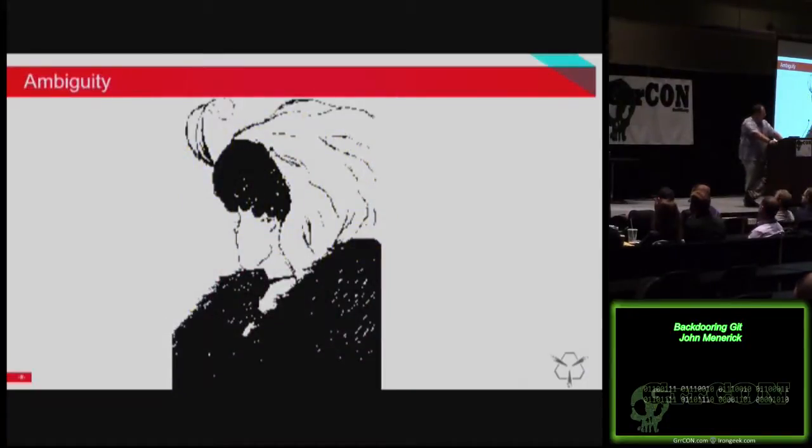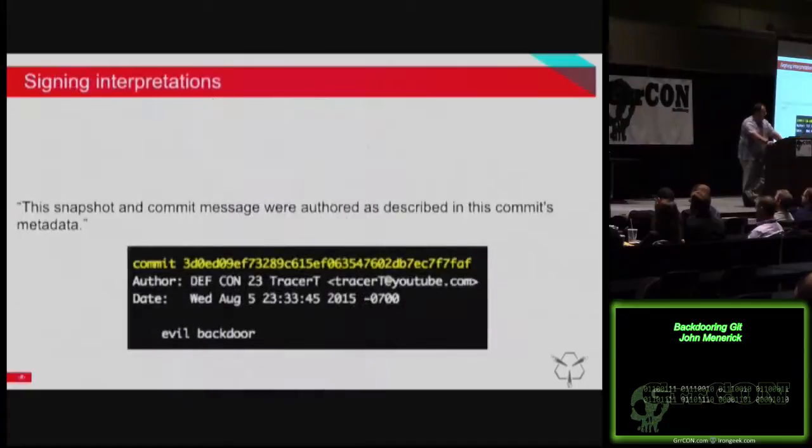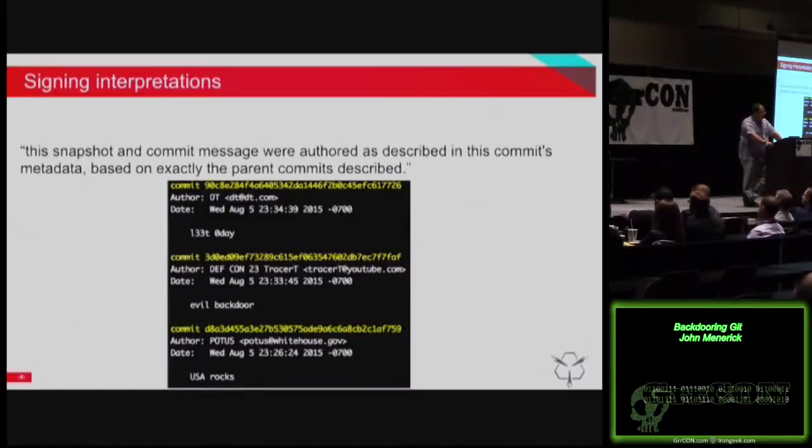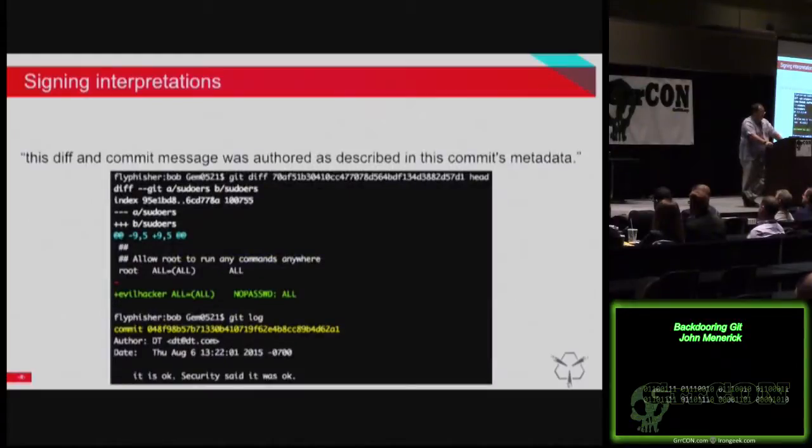I mean, are you saying that this lady's beautiful, or that there's an old, ugly witch there? So are you saying, hey, I'm committing this, and it's described as the metadata and everything there? Or are you saying the snapshot and commit messages were authored as described, based on everything else also said in there as well? Or are you saying the diff and commit message was authored as described? For instance, what we see here is someone modifying the sudoers file, and they're giving evil hacker passwordless sudo to everything. And the comment is, it's okay, security said so. Okay, sure, that sounds good. So you have to be very careful with what you mean, and you really need to figure that out.